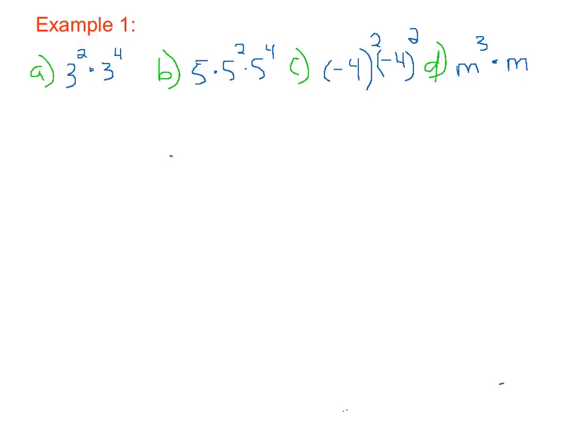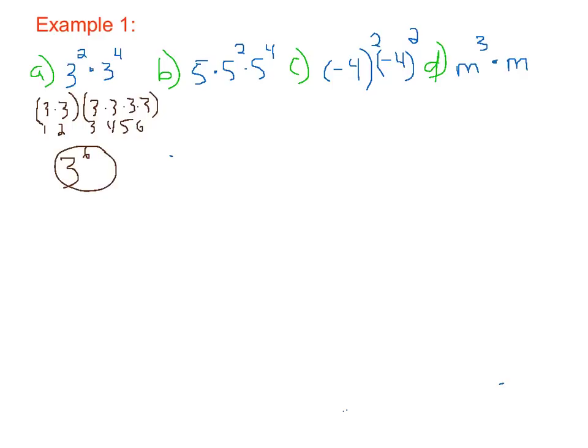That means we have 3 times 3, and then also 3 times itself 4 times. When you do that, look at how many 3's we got. We got 1, 2, 3, 4, 5, and 6 of them. So this would be 3 to the 6th.